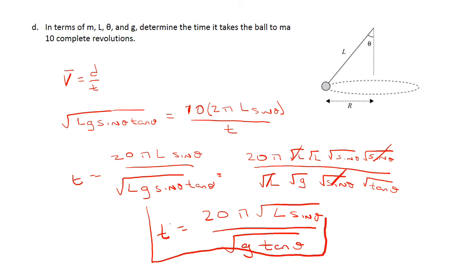And that's a pretty good simplification. If you want, you can also write tan theta as sine over cosine, and then one of the sines would cross out. And so that would be 20 pi root L cosine theta over root g.